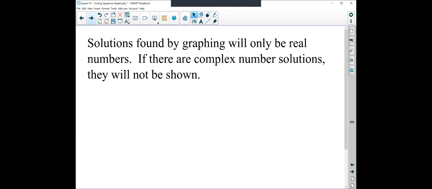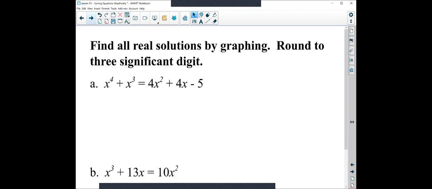So even though we might have an equation of degree 4, we might only have 2 solutions. Just saying that so that you know as we work through. All right.